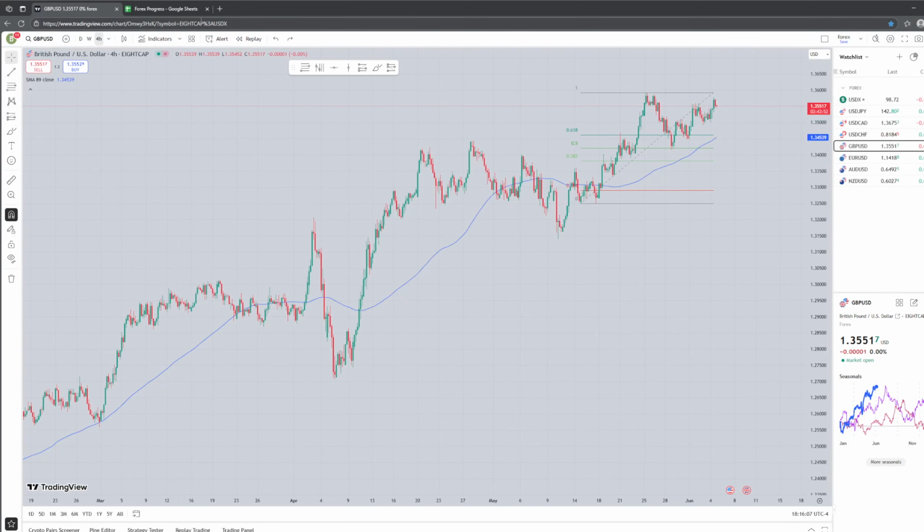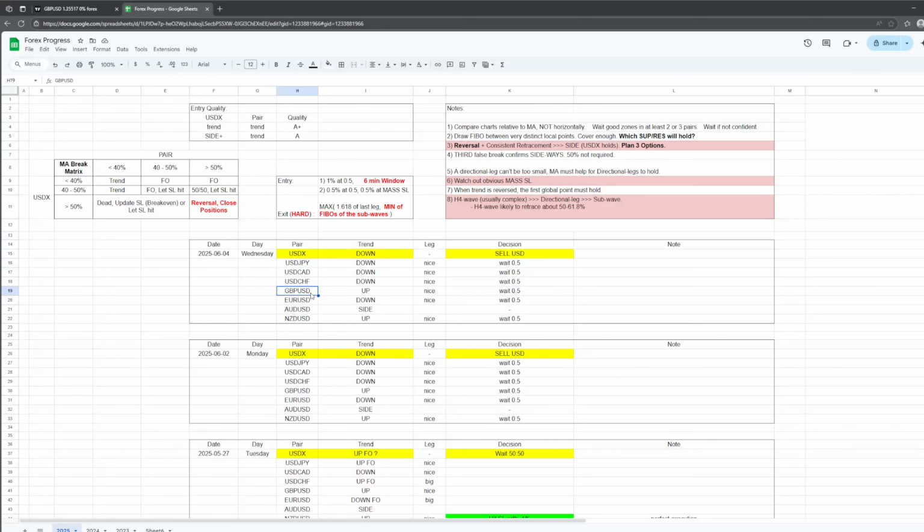Okay, let's write it down. Pound USD trend is up, leg size is nice, and we're going to wait for at least the 50% retracement zone.